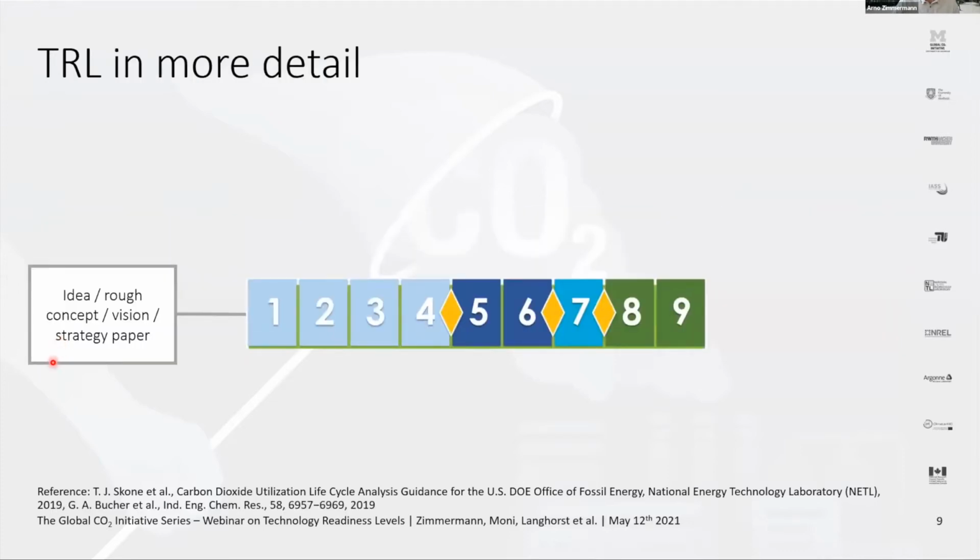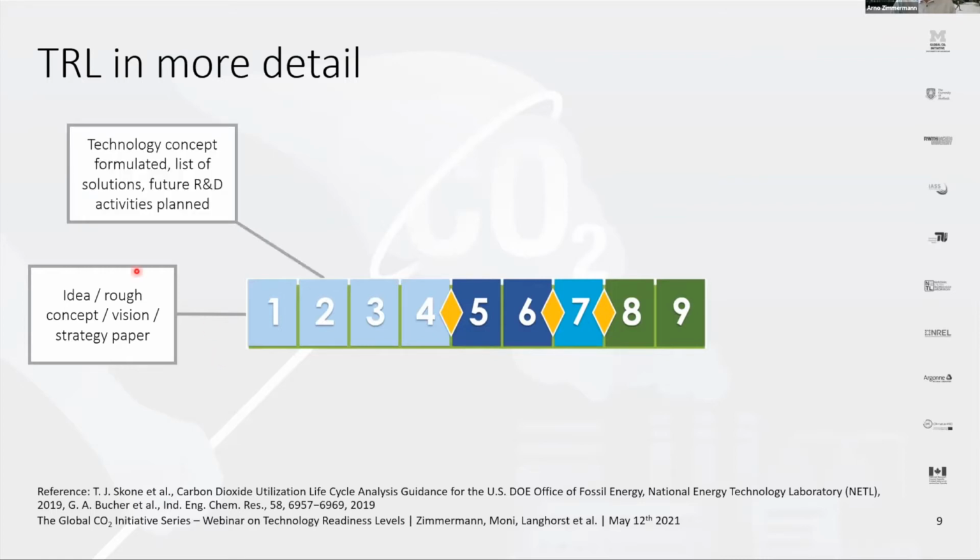So the first level is just really an idea, a rough concept, a vision, or a strategy paper. For example, we say we would like to mineralize CO2 into some cementitious material. We could use it as a construction material. And then you outline the advantages and disadvantages, the regional challenges, and whether or not it would fit to your organization.